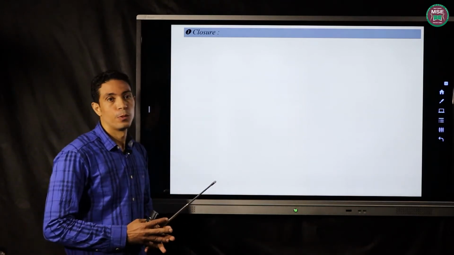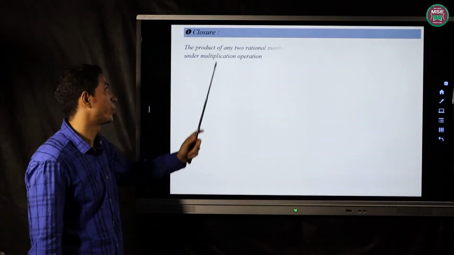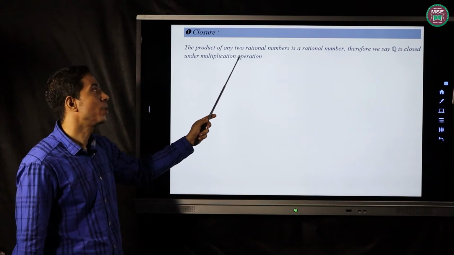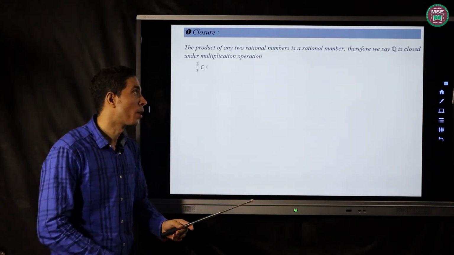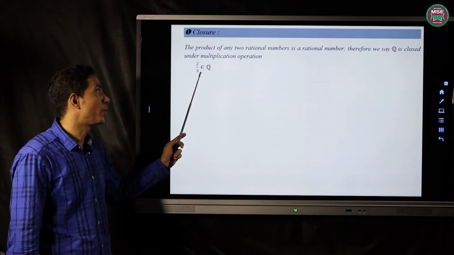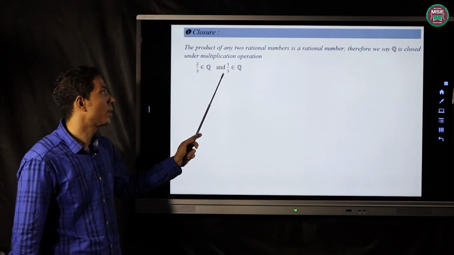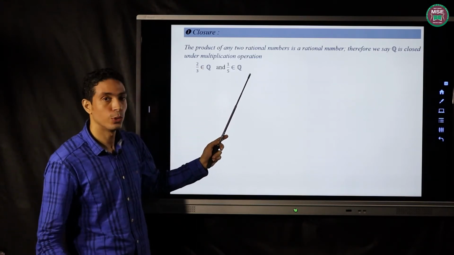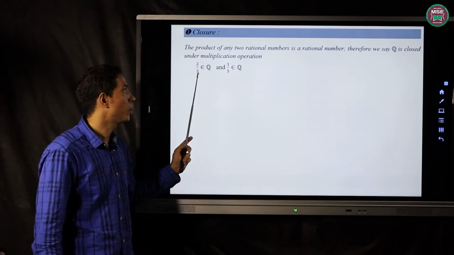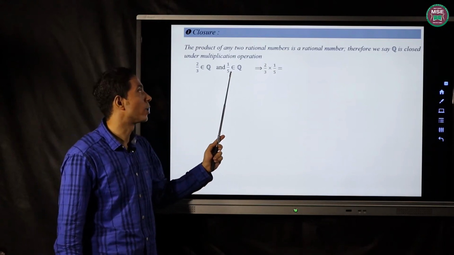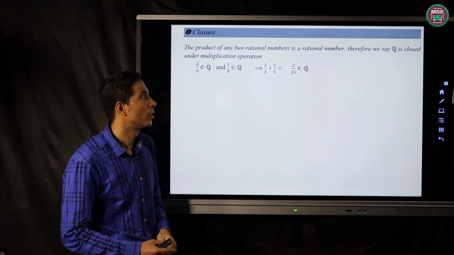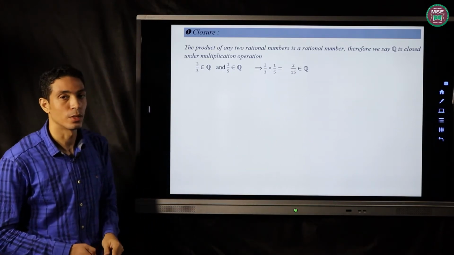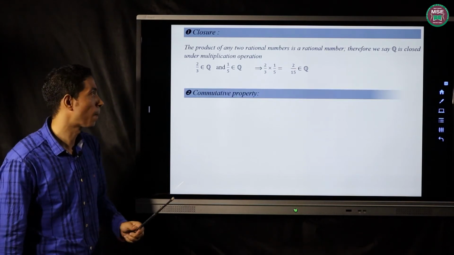The properties of multiplication. First, closure property. The product of any two rational numbers must belong to the rational numbers. Example 3, 2 over 3 belongs to Q, and 1 over 5 also belongs to Q, they are rational numbers. Then if we multiply 2 over 3 times 1 over 5, the result will also belong to Q. 2 over 15 belongs to the set of rational numbers.